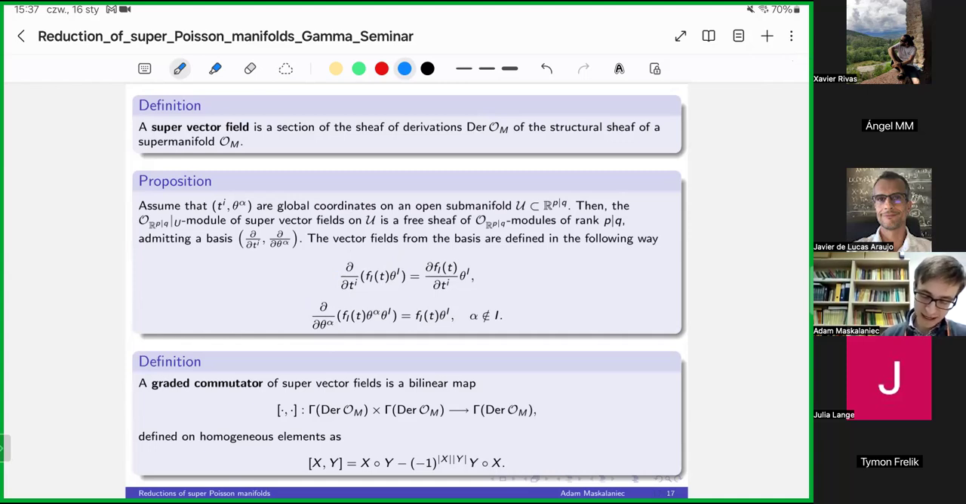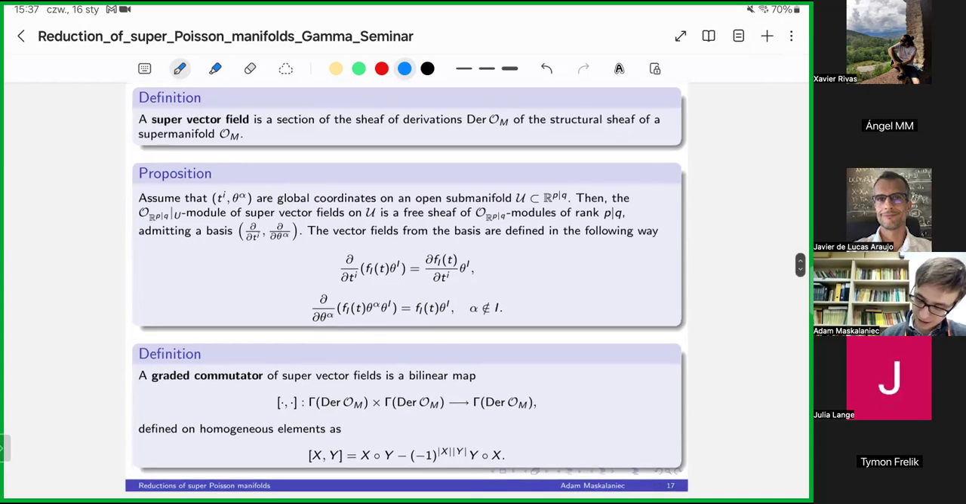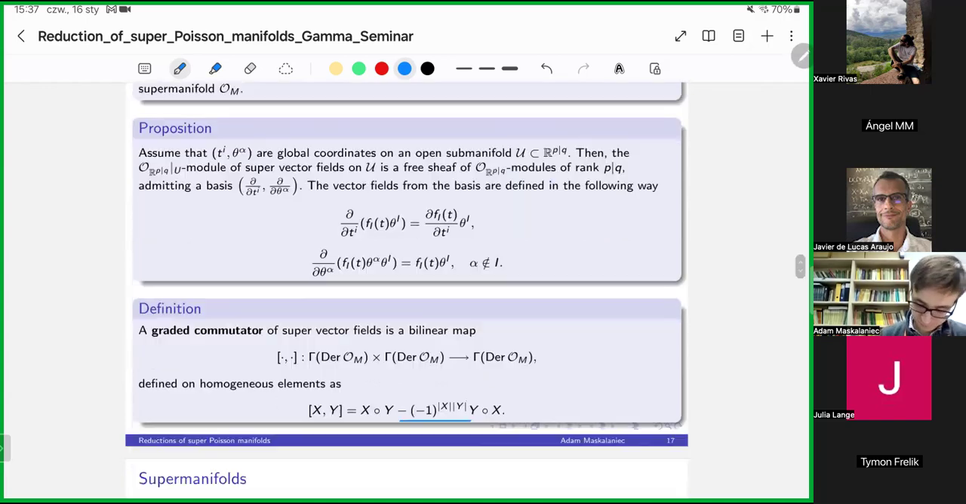We also extend the commutator to the graded commutator by adding again this sign factor here.